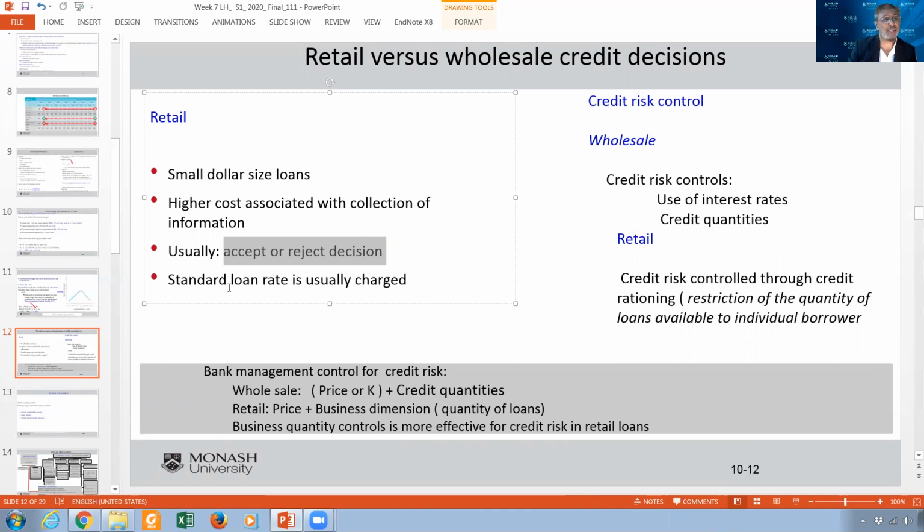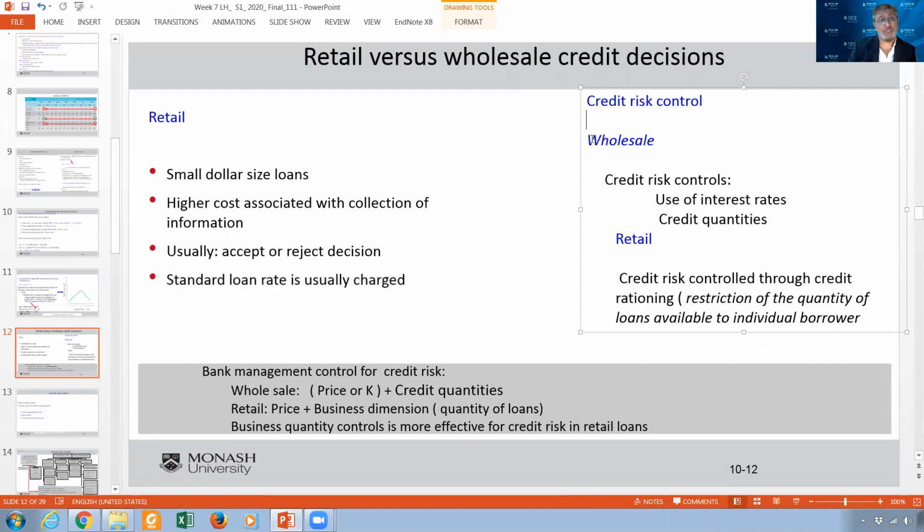And they are actually standard loan rates. It has a standard loan rate usually charged, as long as the customer is passing what we call the benchmark. We don't have to worry about pricing. It's one price for all of those.